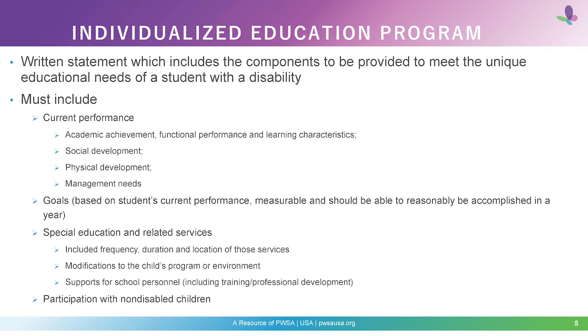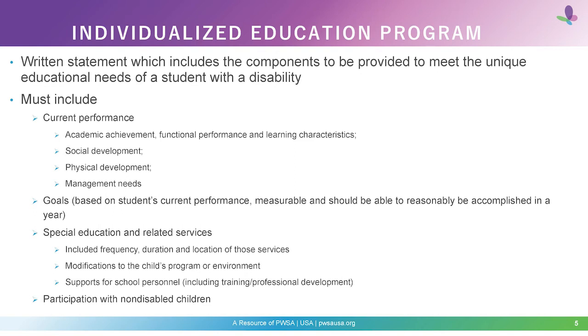So you really want to look at where your child is right now in terms of their academics, their social development, their physical development, and their management, because you're going to look at what they can do, what their interests are, but also what their needs are. Those needs should drive development of goals. So if it's an area of deficit, then obviously that's something that you want to work towards remediating. Those goals should be based on where your child is right now.